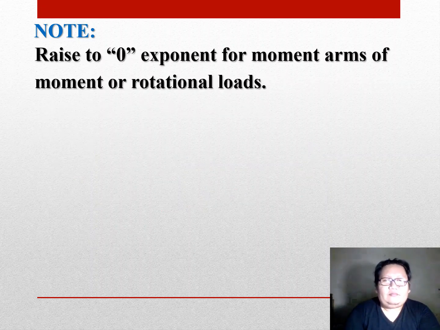Next, raise to the 0 exponent the moment arms of moment or rotational loads. For example, if we have a moment load, then parisa nato og moment arm kung unsa iyang location, but we have to raise it to the 0 exponent. Because any number raised to a 0 exponent is 1. So 1 times the moment value, it's still the moment value. Let's proceed to our example number 1.